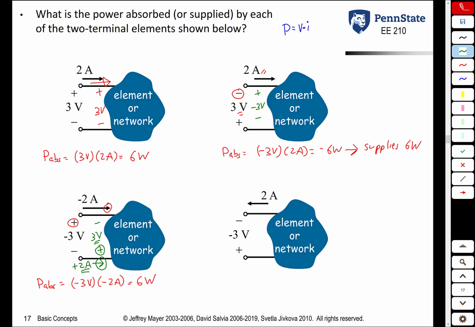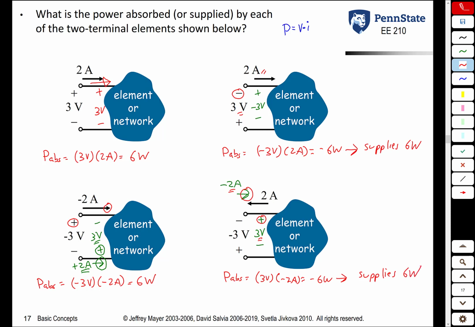Last example, we now have minus 3 volts with the minus on top and the plus on bottom, and we have 2 amps coming out of the top terminal. So once again, if we want to make sure we satisfy the passive sign convention, let's rewrite things. Minus 3 volts with the plus on bottom is the same as saying 3 volts with the plus on top. 2 amps going to the left is the same as minus 2 amps going to the right. So now we have the arrow entering the plus terminal, so we could use the power equation, and the absorbed power is 3 volts times negative 2 amps, or negative 6 watts, which is once again saying that this element is supplying 6 watts of power.